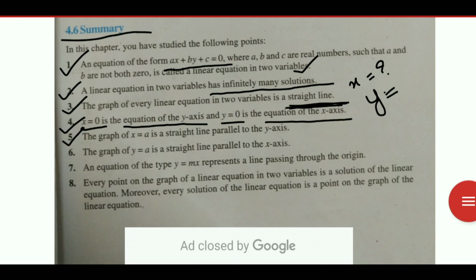Fifth one. The graph of x is equal to a is a straight line parallel to the y-axis. Just now we have discussed this, in the last problem. The graph of y is equal to a will be a straight line parallel to the x-axis.